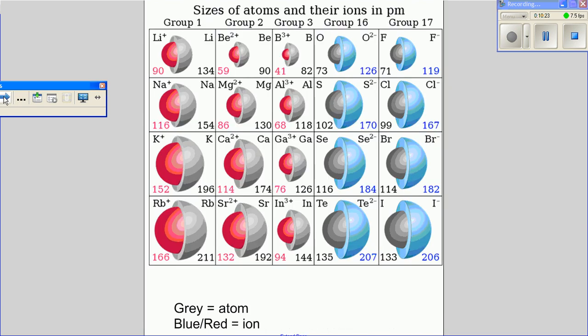This gives you a visual of the atom size versus the ion size. The atoms are represented in the gray portion, and the ions are represented with red for the cations, showing that their size will decrease, and blue for the anions, showing that their size increases.